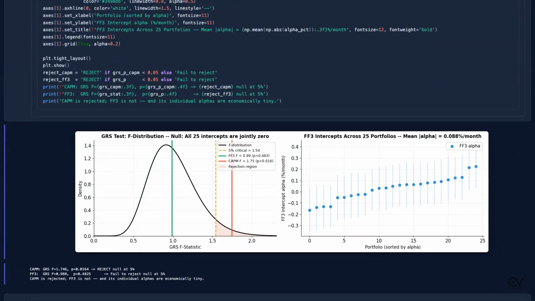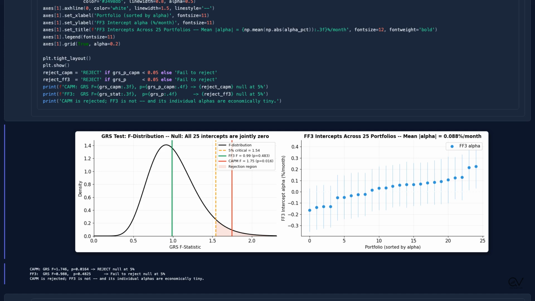The GRS test from Gibbons, Ross, and Shanken 1989 asks whether all 25 intercepts are jointly 0. This is the most stringent test of any pricing model. The left panel plots the F distribution under that null, with the 5% critical value marked at 1.54 and the rejection region shaded in red. CAPM lands at 1.75 with a p-value of 0.016, past the critical value, inside the rejection region.